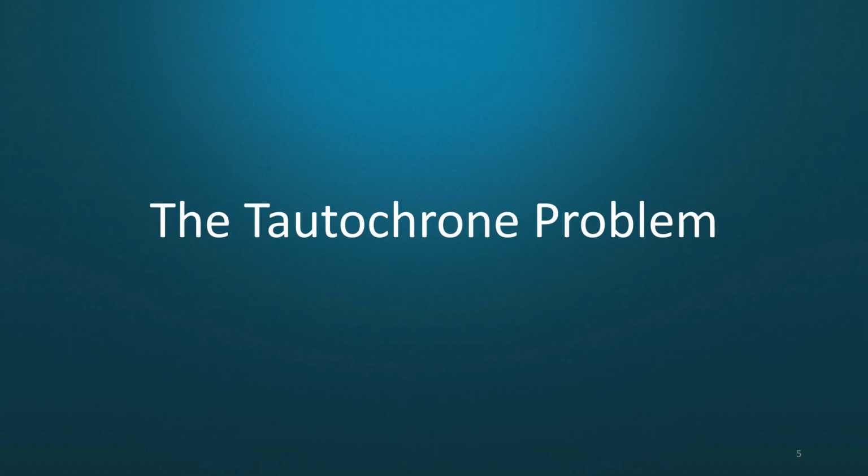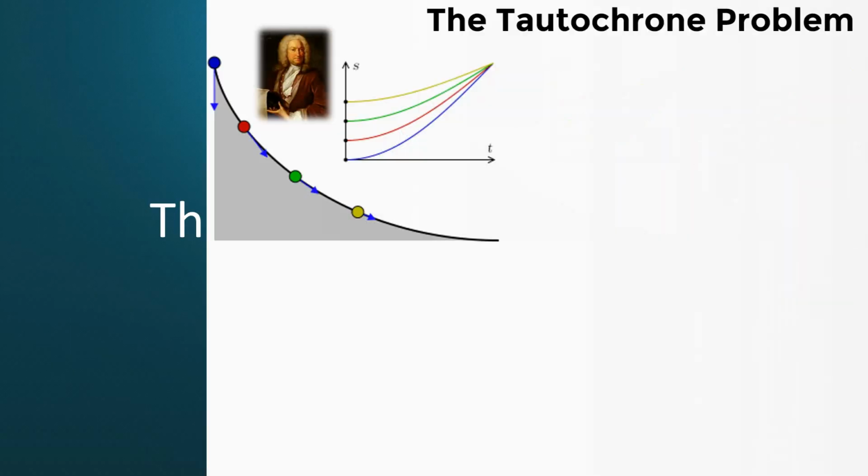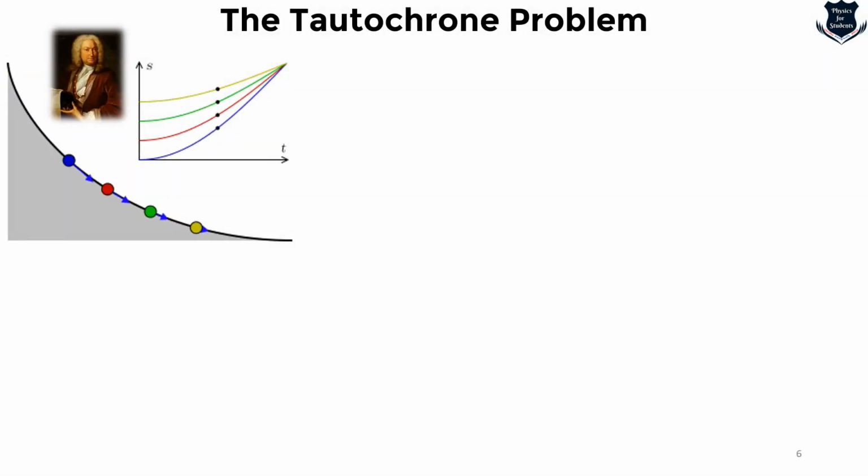And in order to solve this Tautochrone problem, we got perhaps one of the most beautiful equations of physics and mathematics. Now Johann Bernoulli, the Swiss mathematician, first posed this challenge in 1696. Now, what was the problem? It is called the Tautochrone problem. You can see in the animation that there are certain beads which are sliding.